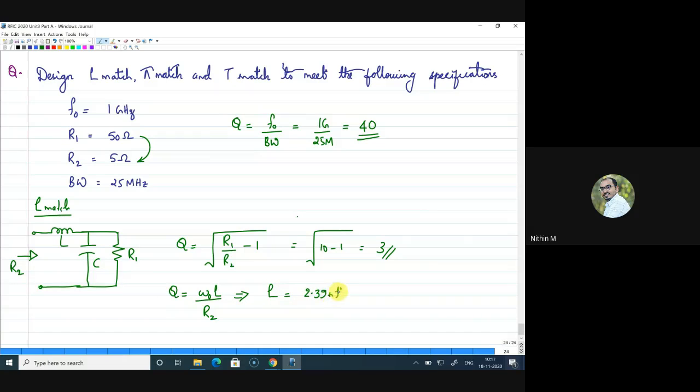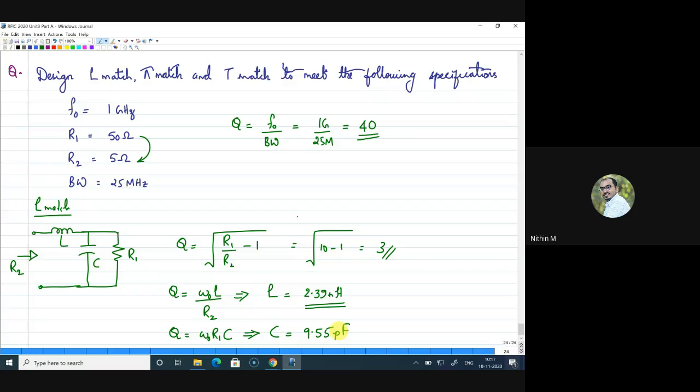2.39 nanohenry. And similarly, we know that the Q factor can also be written as omega naught R1 into C, where your C value, this will be for a, this is omega naught R1 into C, and this will give you the C value which is equal to 9.55 picofarad. I hope this is clear.